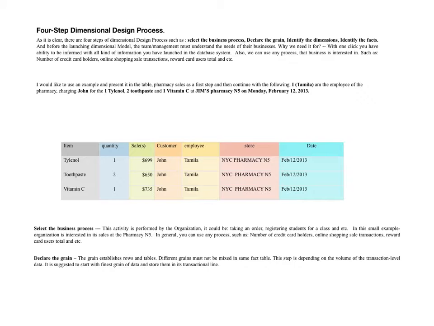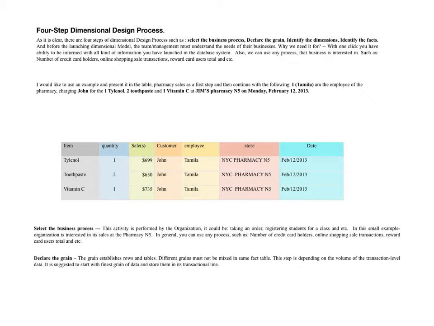These are activities performed by the organizations, it could be taking an order, registering the students for a class, and so on. In this small example, the organization is interested in its sales at the pharmacy number 5. So that's why we have a table here.